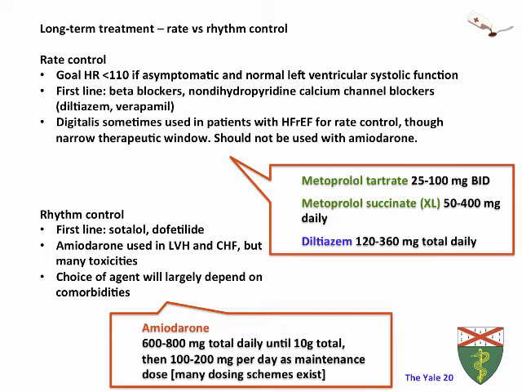Amiodarone beginning dose is usually 600 to 800 milligrams total daily until reaching 10 grams total, which is referred to as the amiodarone load, and then decrease to 120 milligrams per day as a maintenance dose. There's many different dosing schemes that exist and can be personalized to your patient. Your choice of which of these antiarrhythmic medications will largely depend on their comorbidities and how long you expect them to be on the medication.